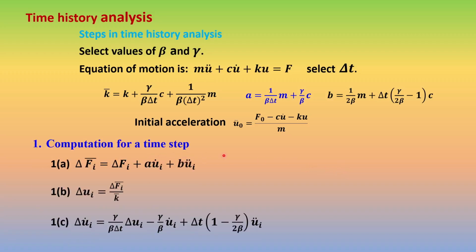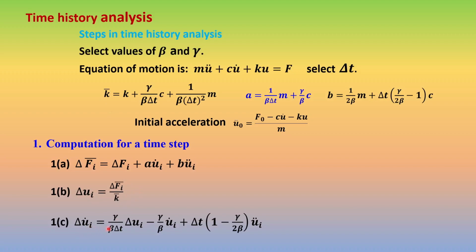For one time step, the computations are like this. You find out the effective force, which involves the increment in the applied force, this F which is given, or Ft, its increment in the current step, that will be known. Then based on the velocity and acceleration of the previous step and the constants a and b, this effective force can be calculated. So the displacement in the current step is the effective force divided by the effective stiffness, which was found here. So this gives the displacement increment.